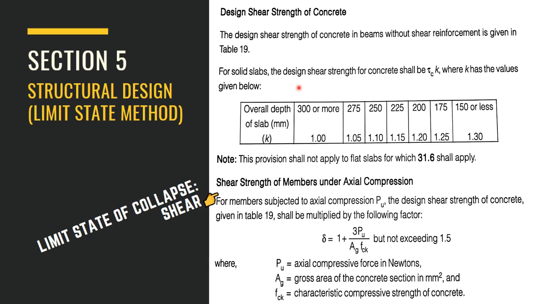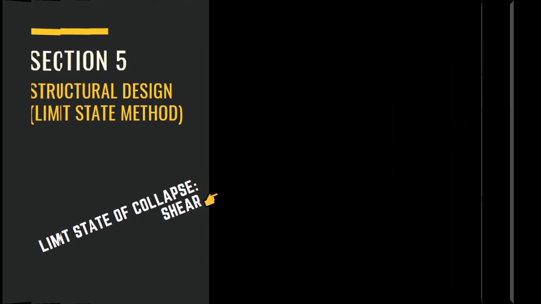This table can be used for identifying the k value from the overall depth of slab. If it is 300 or more, then the k value will be 1. Likewise, shear strength of members under axial compression: for members subjected to axial compression P_u, the design shear strength of concrete given in Table 19 shall be multiplied by the factor 1 plus 3 P_u by A_g f_ck. Axial compression members are, for example, columns or pedestals.